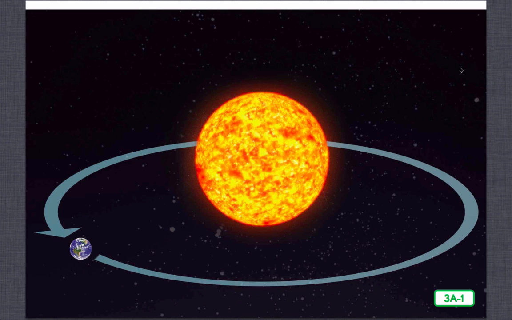So let's look at this picture. How long does it take for the Earth to complete one full orbit around the Sun? When an animal migrates, it leaves to spend winter in a warmer place. When an animal hibernates, it finds a special place to rest until spring.